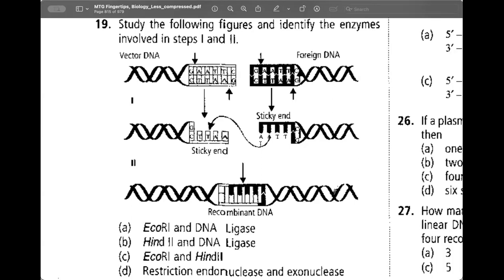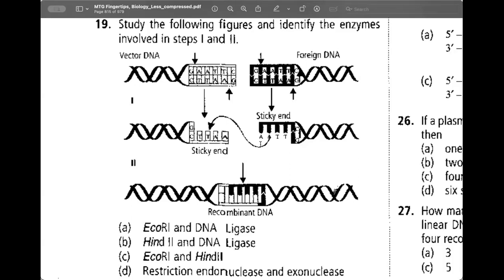Option A. Option A, right. And why not option B? You are right if you thought that, see, first what's happening is cutting, so you need a restriction endonuclease. Second is pasting, so you need a ligase, DNA ligase. So in A and B both, the first part is endonuclease and the second part is DNA ligase. But why one and why not two?